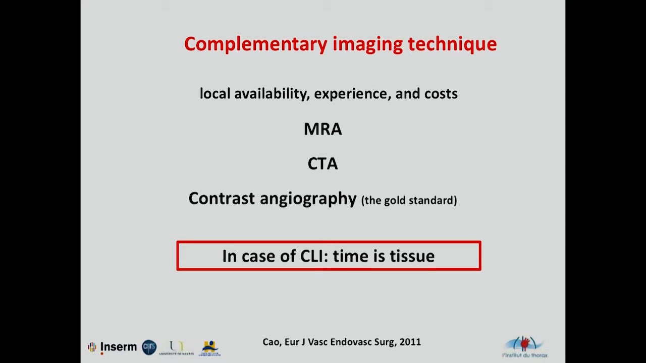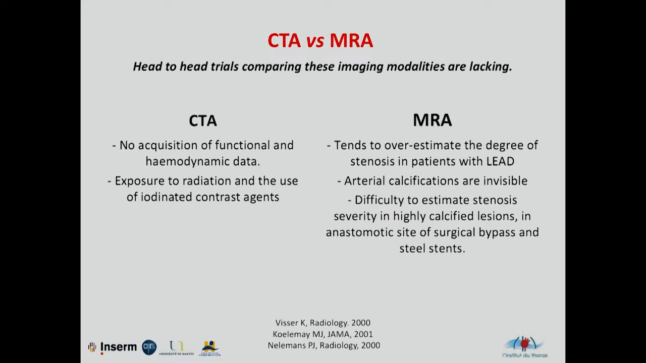But what I used to do in case of CLI, I should treat the patient as soon as possible because we know that time is tissue. And in many cases, we don't perform CT scan, we don't perform MRA, and we go straight to angiography and at the same time, the CLI endovascular treatment. But when we have to schedule the intervention, we need this assessment of the entire vasculature, and we have to choose between CTA and MRA.